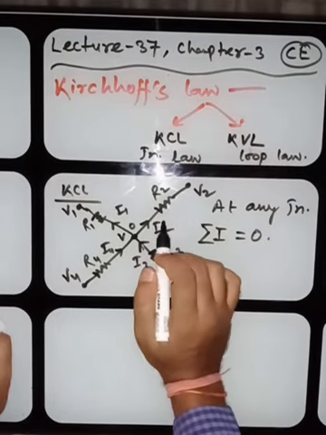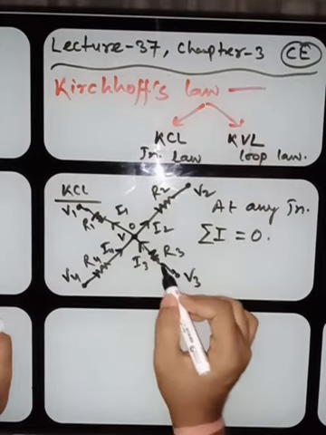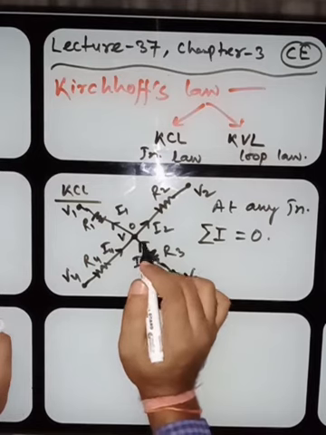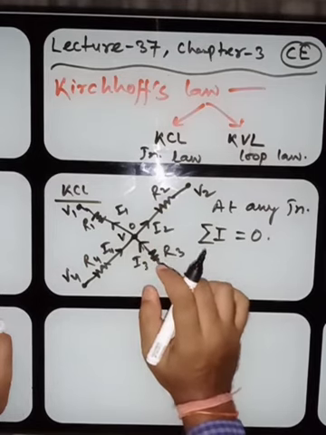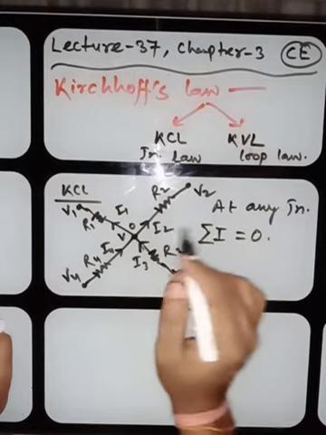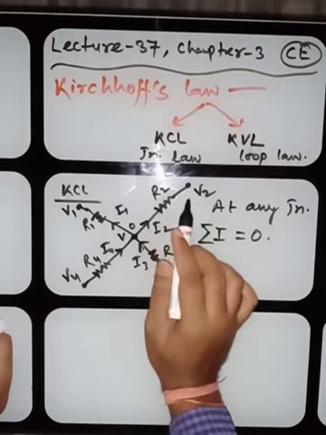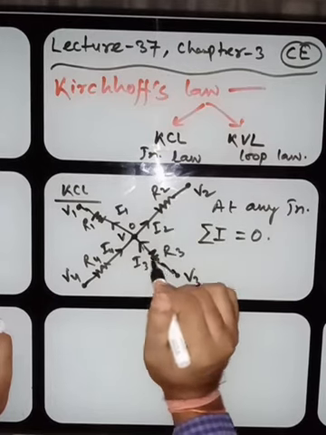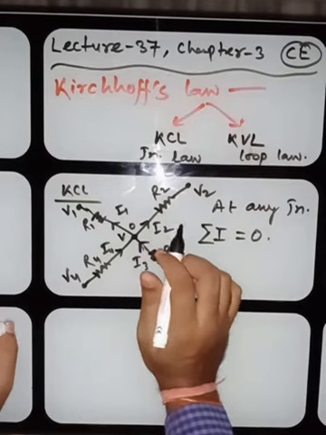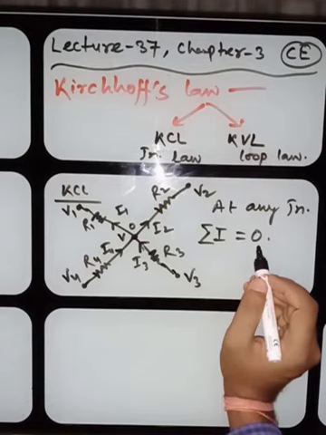Okay, if you are taking outgoing current as negative, then you have to take incoming current as positive. You are not compelled to take the sign according to the book. If it is positive, then always it will be positive? No, never. You can take this one as positive or negative. But if you are taking outward as positive, then inward will be considered as negative because this is equal to zero. So it doesn't matter whether you take this one as positive or this one as positive.